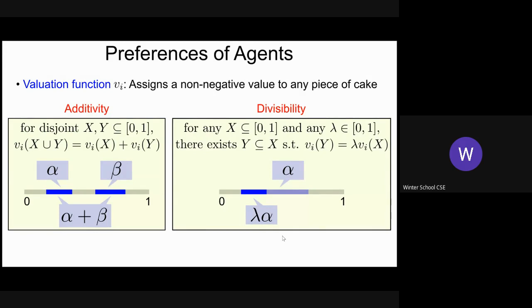Yes, correct. Good point. Okay, so in essence, this condition is what makes a cake a cake, right? This is what makes it divisible. Okay, all right. And the third assumption is not very crucial, but it helps me keep my slides clean, and that is normalization. Okay, so for any agent i, the value of the entire cake, the value of this entire 0, 1 interval, we are going to assume that it's 1. Okay, so for me, the entire cake is 1. For Sushmita, the entire cake is 1. For each one of you, the entire cake is of value 1. Okay, that's going to be our assumption. Right? Questions?